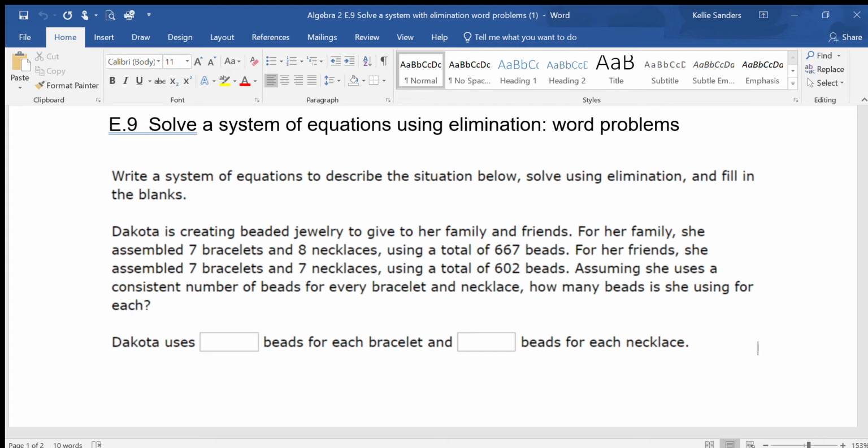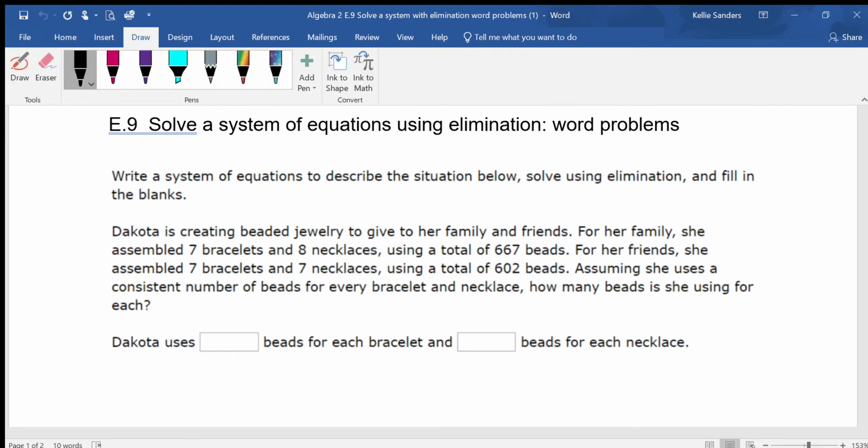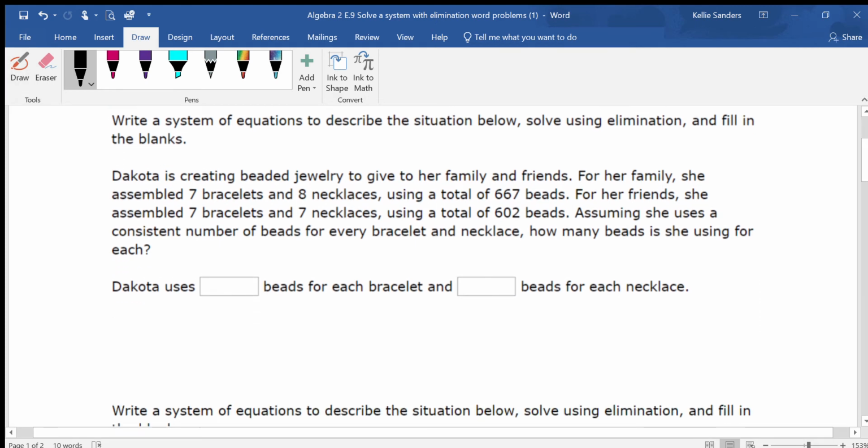E9, solve a system of equations using elimination, word problems. Okay, on these, the word problems are going to be a little bit different. Remember on E7 when we did word problems, there's always the word, this one is going to equal this one, or this one's going to catch up to the other one, and things like that. On E9, it's going to be a little bit different.